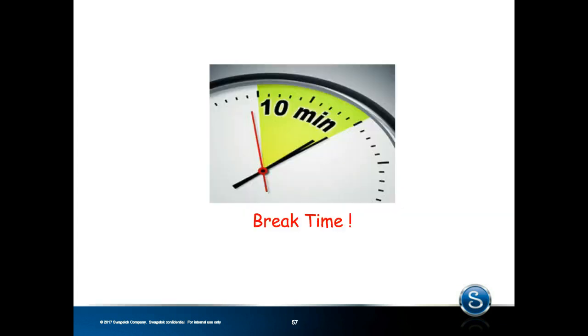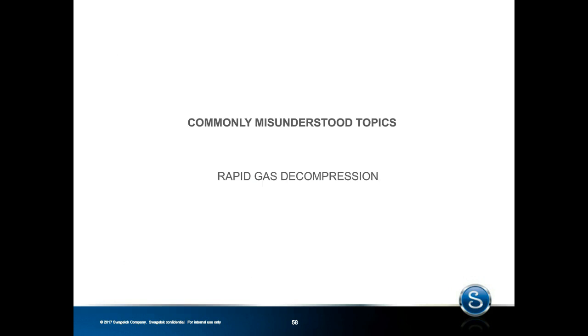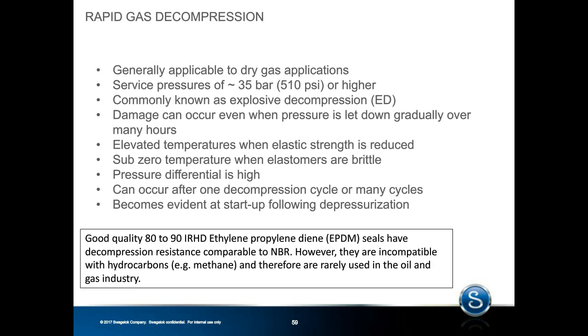We're going to sneak past this break time since we're near the end here. I'll quickly provide some guidelines for rapid gas decompression. If your system is approaching 500 psi, it warrants taking a look to see if you need to consider seals that are better performing at rapid gas decompression.